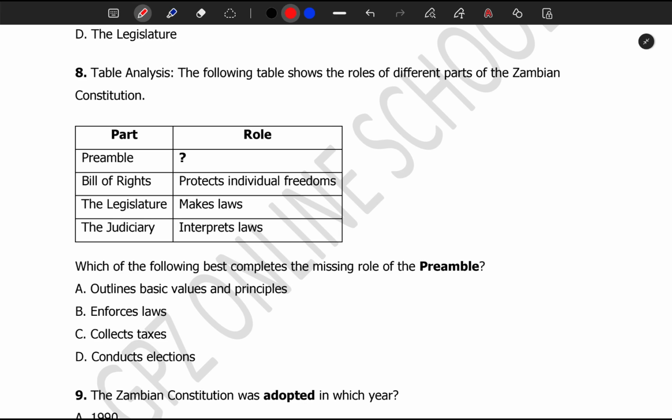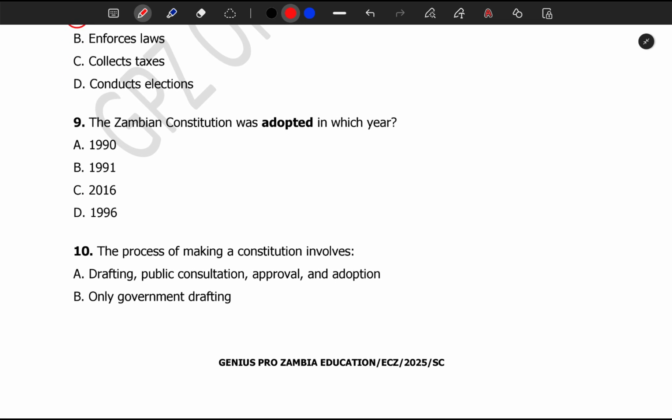So in short, they are saying, what is the function of the preamble in any constitution? A preamble sets the guiding principle. It outlines the basic values and the principles. It's an introduction to the Constitution. It doesn't do anything like enforce or collect or conduct elections. It doesn't do that.